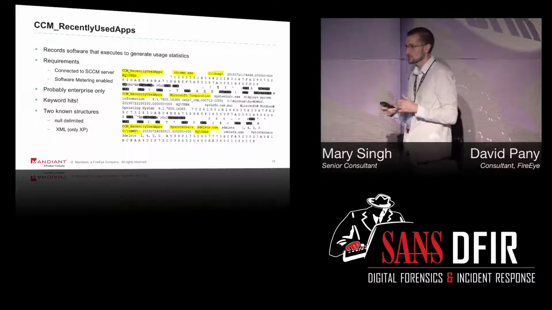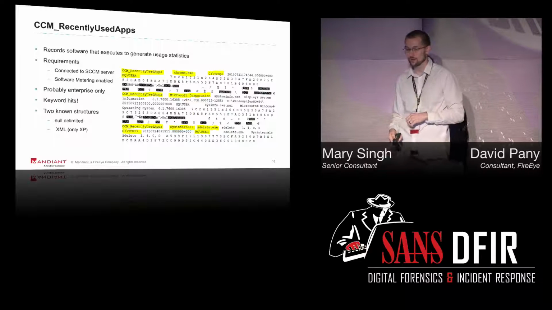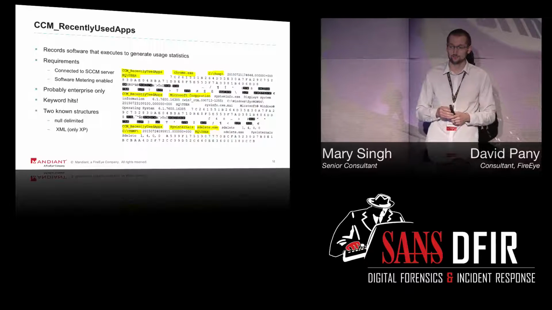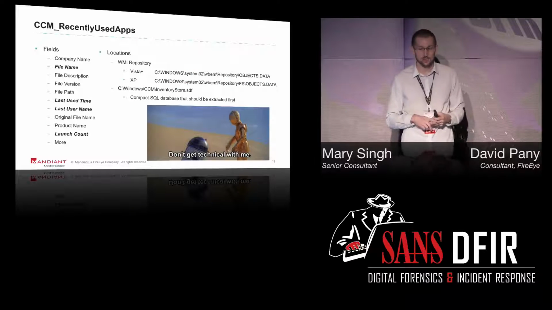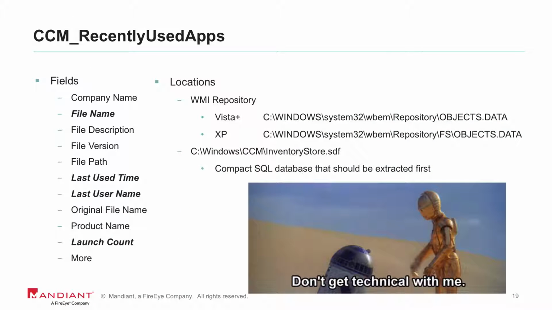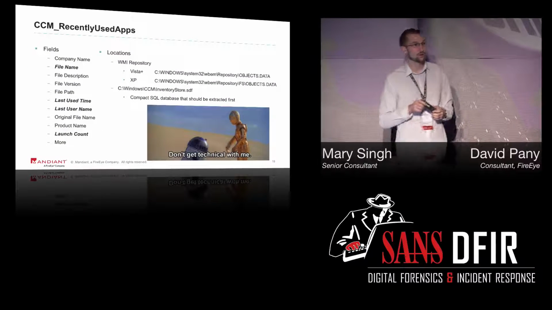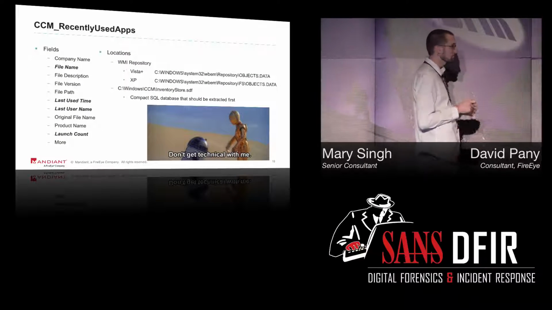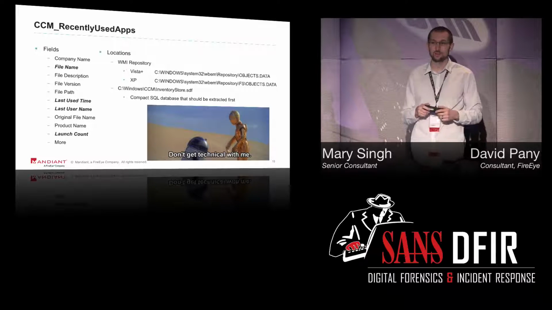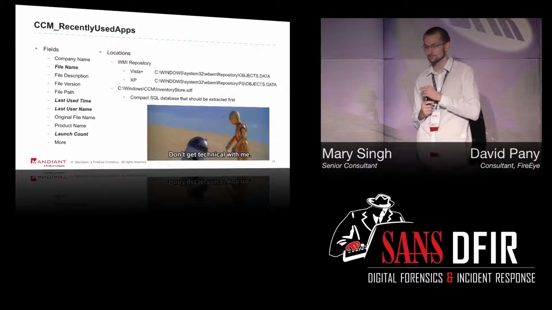But let's talk about what you see in this artifact when you can pull it out and read it. You'll see stuff like the file name and the file path. You also see some really cool stuff like last used time, which I believe is when the file last completed executing. You'll see an associated username, super cool. If you know how to parse it properly, you'll get a launch count. Very awesome. Kind of like Prefetch, it'll tell you how many times it has run.